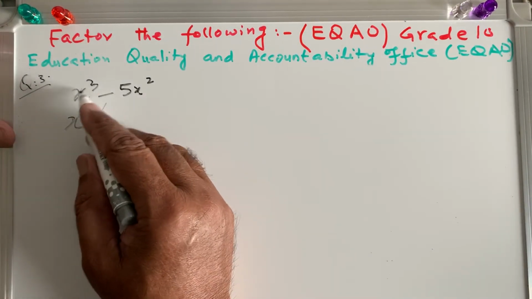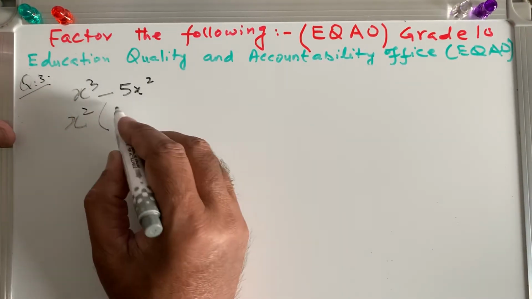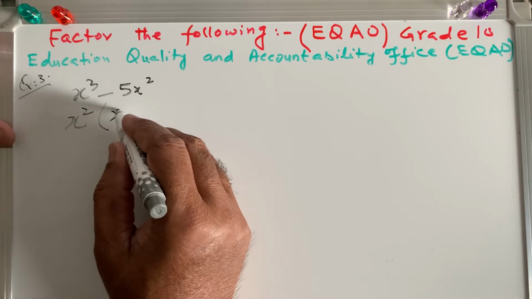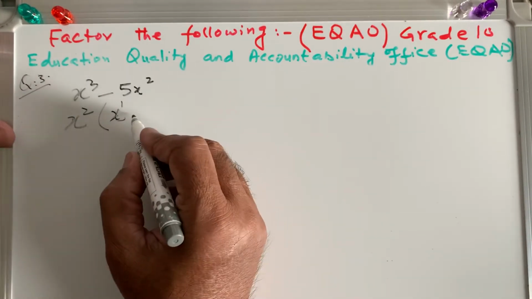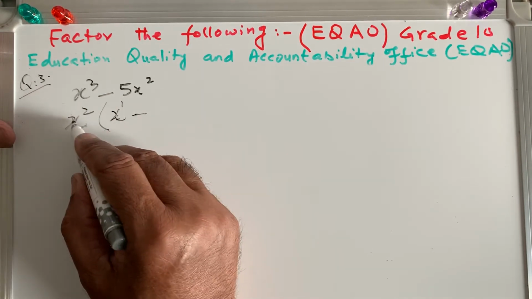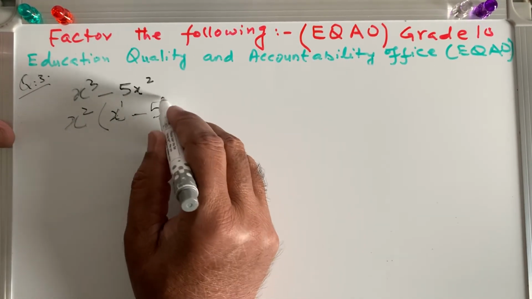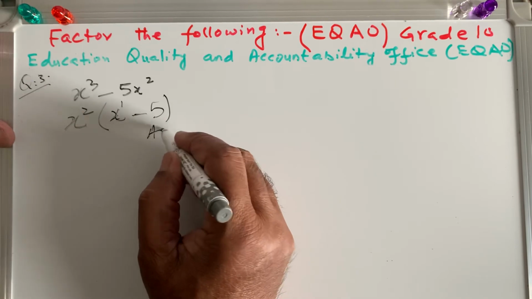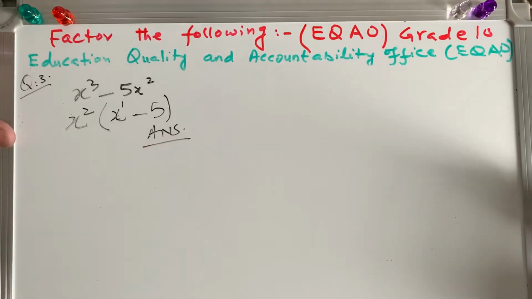And when I take x square out, what is left here is x, x power 1, but we don't write 1. Minus x power 2 is common, so we take it out. What is left behind is this, so this is my answer. Further I cannot go. I cannot do anything with this. So whatever is common, we take that out and factor it.